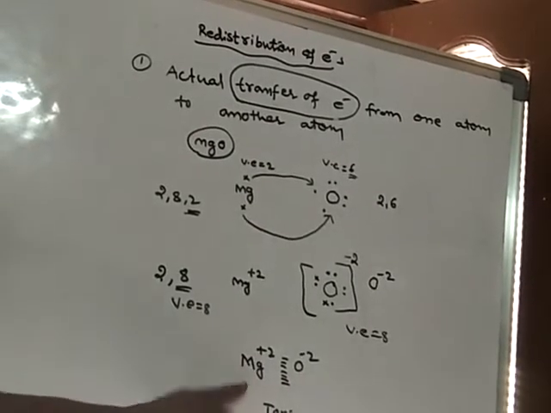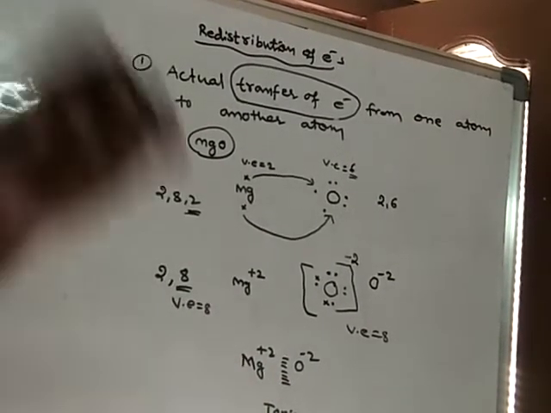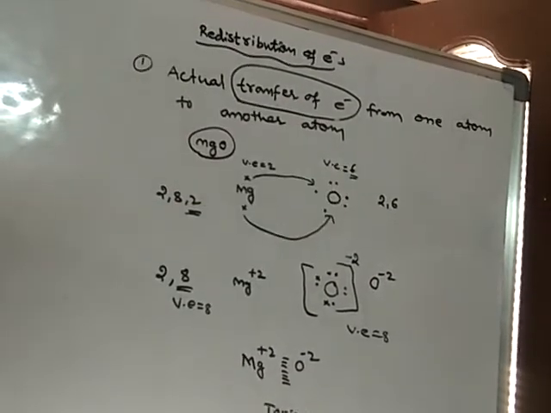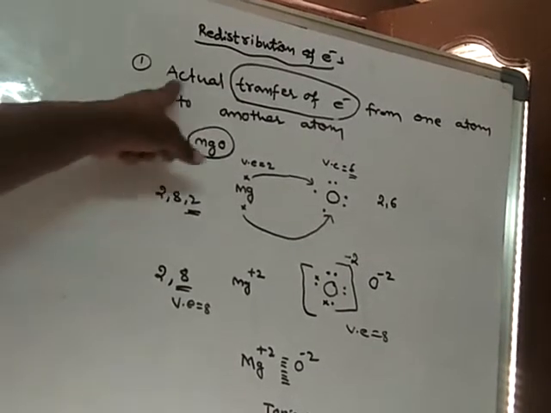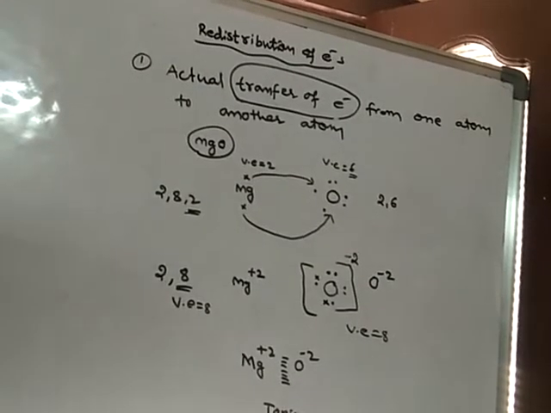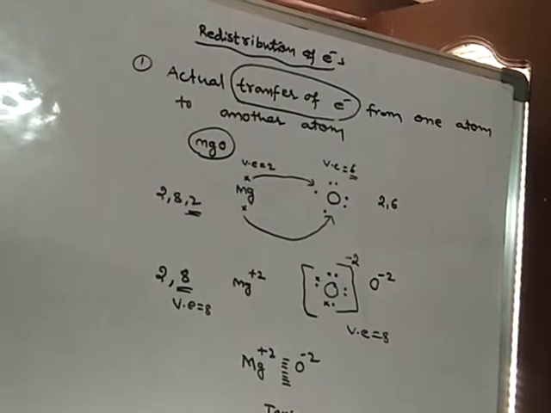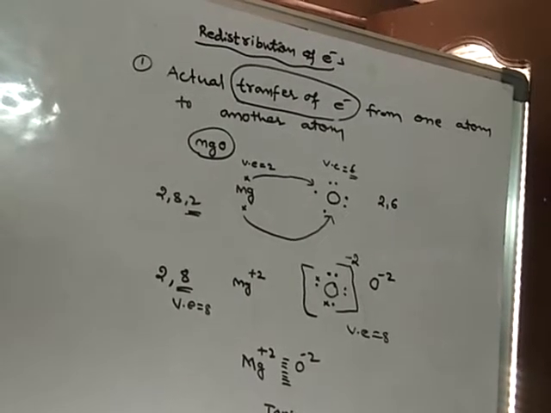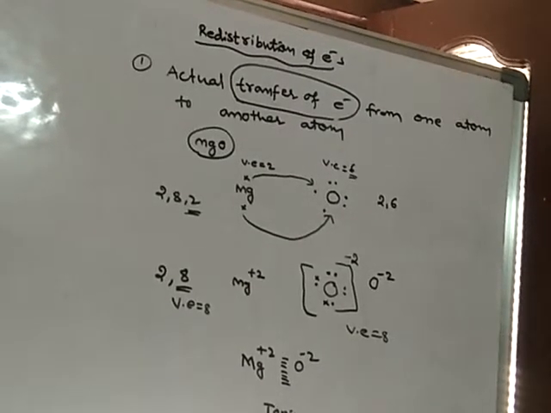Like this, here also complete transfer of electrons is taking place. How many electrons? 2 electrons are transferred from one atom to another atom. Transfer of electrons may be 1 electron or 2 electrons, or sometimes 3 electrons may transfer from one atom to another atom. Sometimes 2 electrons may come from 2 different atoms to one atom. For example, magnesium chloride.